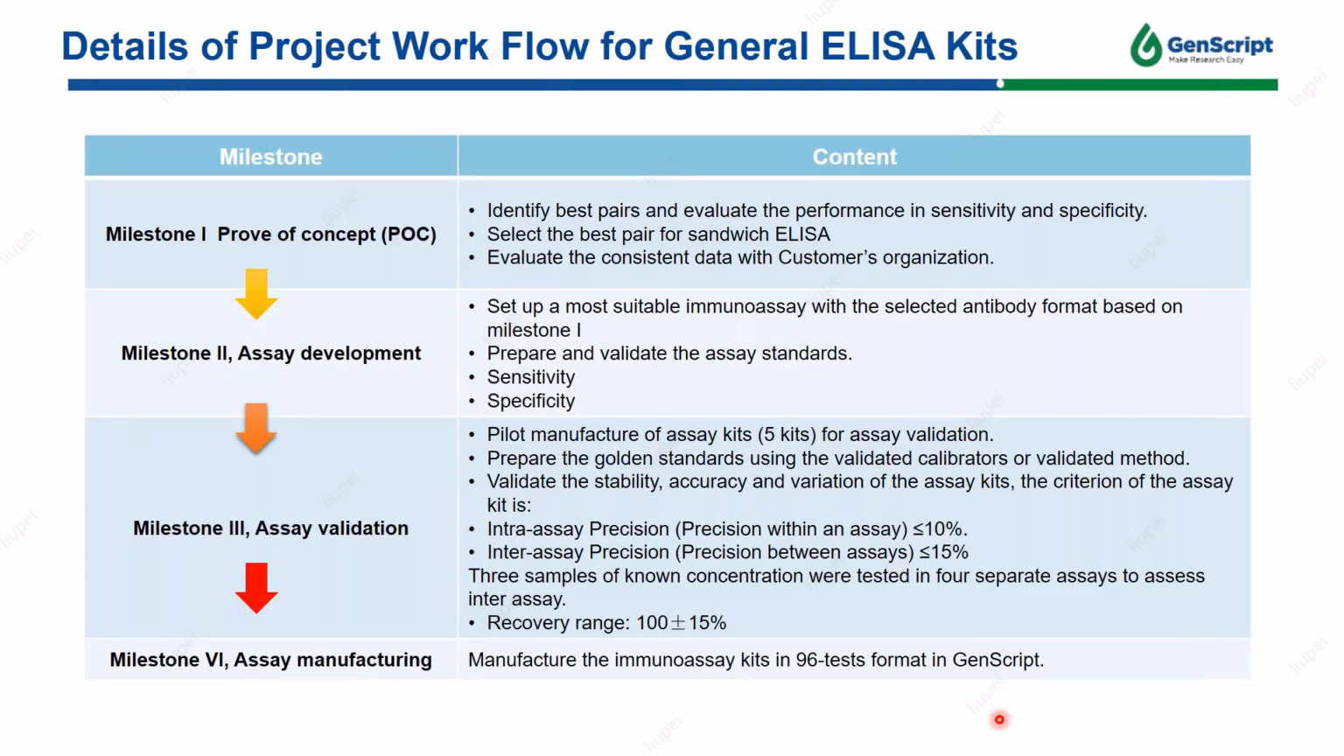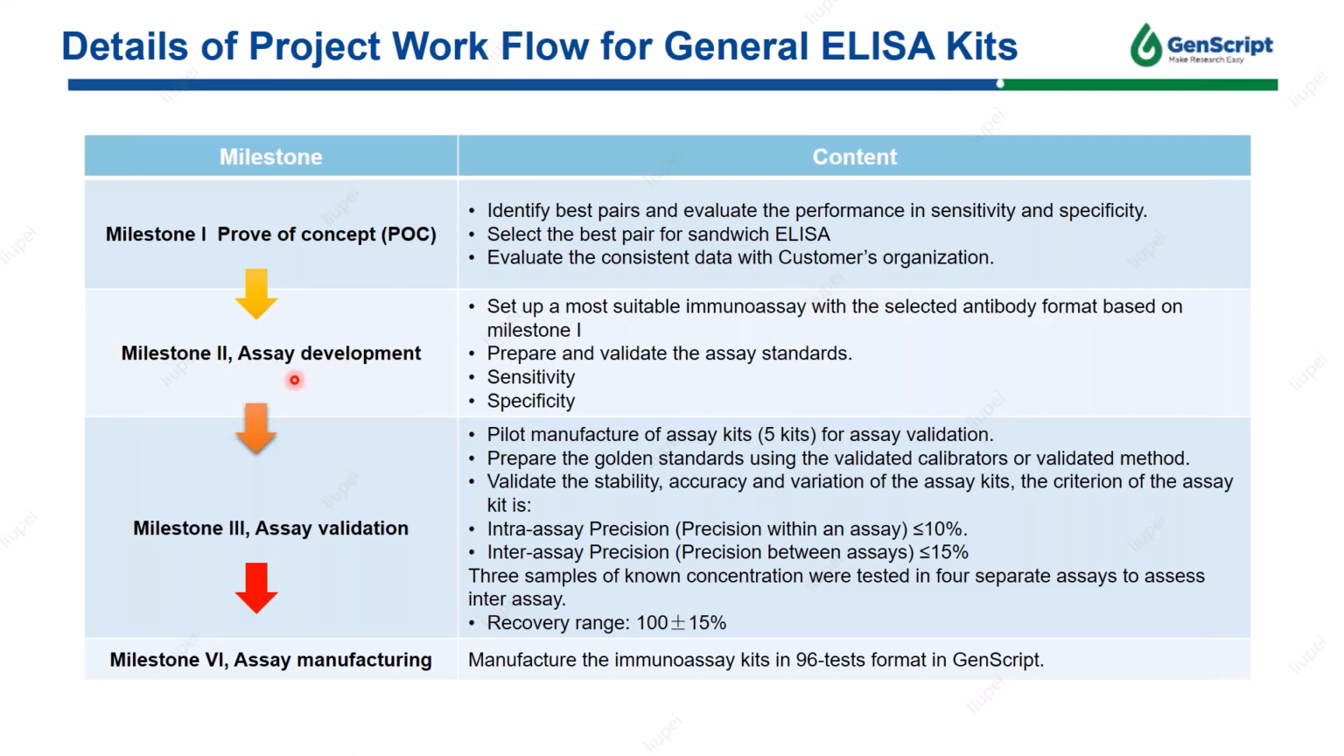So we have developed 3 kinds of ELISA kit for SARS-CoV-2 virus detection. Here is the details of the project workflow for general ELISA kit. There are 4 parts. For milestone 1, we will prove the concept. We will identify best pairs and evaluate the performance in sensitivity and specificity. Select the best pair antibodies for sandwich ELISA and evaluate the consistent data with customers' organization.